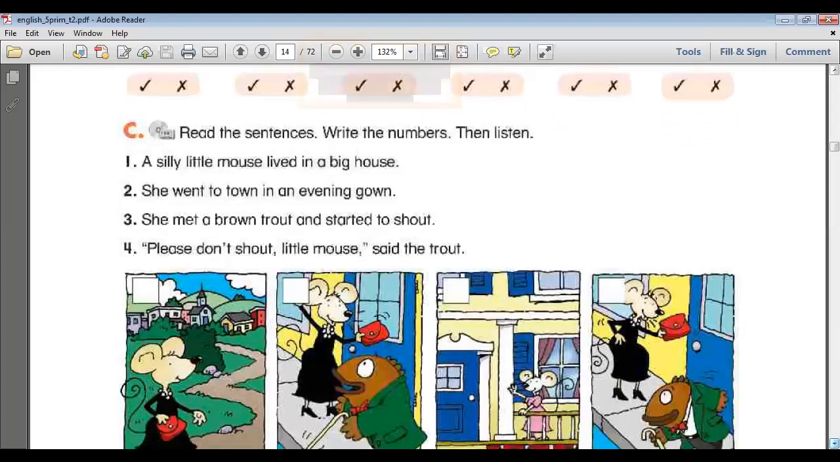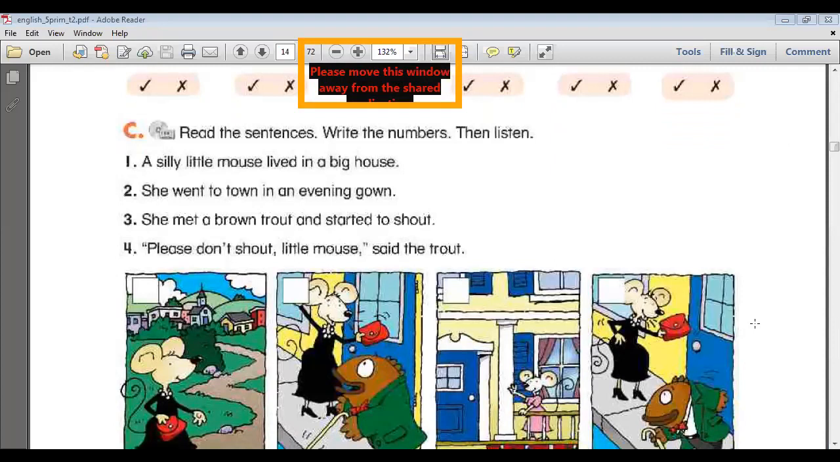So let's choose Muhammad Amir. Muhammad Amir, can you tell me number one, a silly little mouse lived in a big house? Which picture does number one come with? With picture three. Great, thank you so much. Yes, as your friend said, a silly little mouse lived in a big house. It's with picture three.